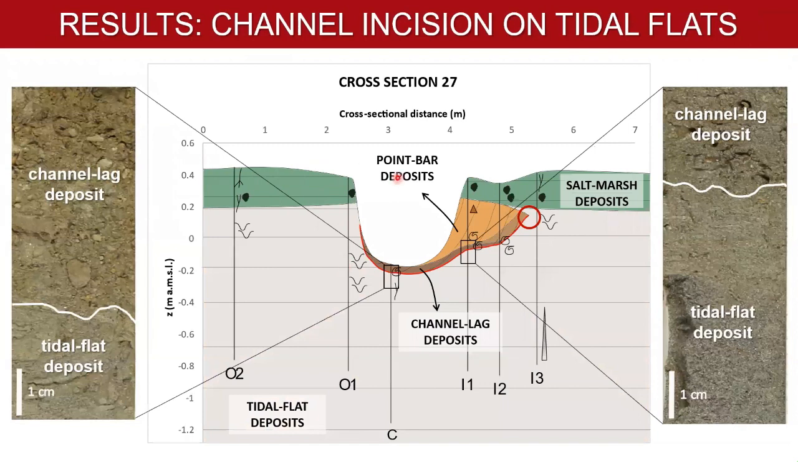Whereas only in 6 cases, channels originated through the incision of a tidal flat surface. Here, in fact, both in the C and in the I1 course, we can see tidal flat deposits under channel-like deposits. In addition, the intersection between the brink and the channel talweg trajectories, highlighted also here by the red circle, is located within the tidal flat deposits.